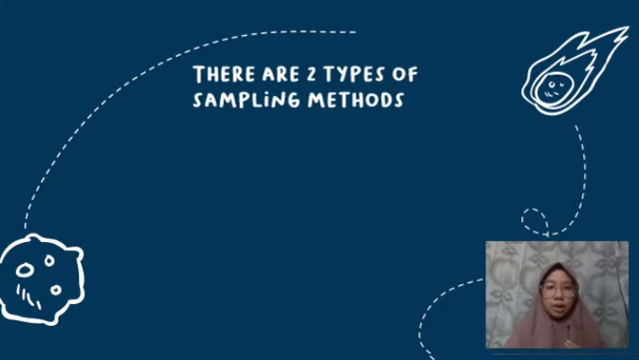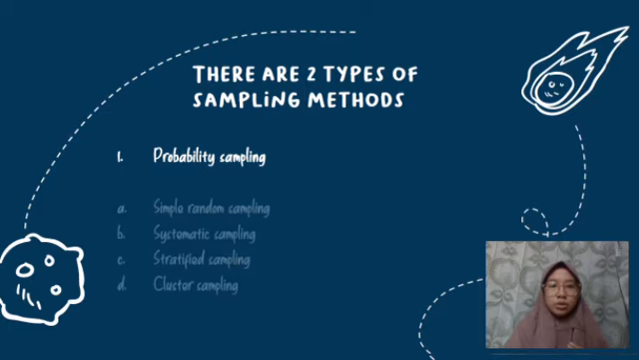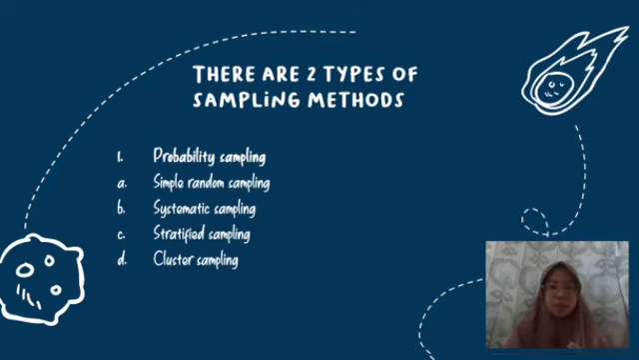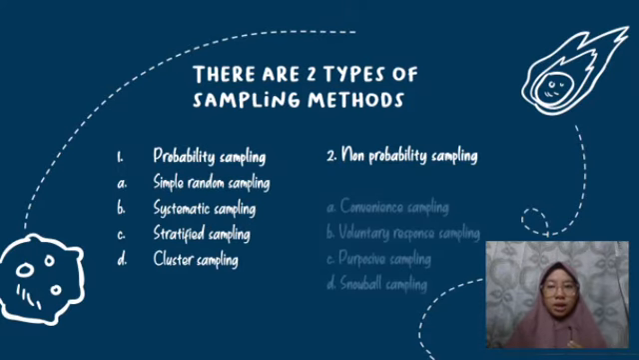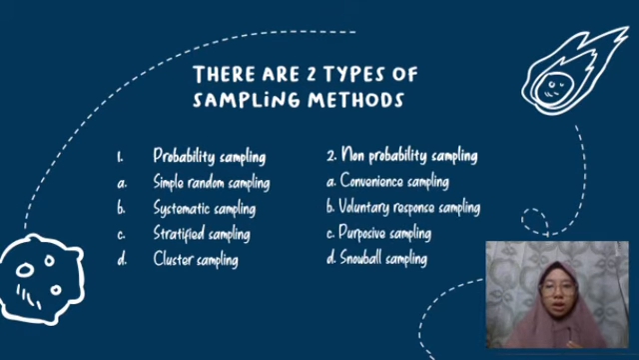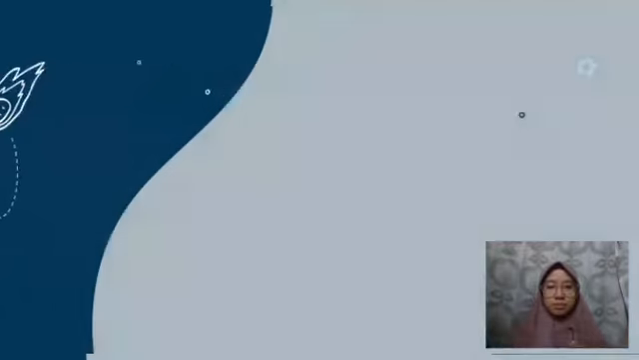There are two types of sampling methods. First is probability sampling. That includes simple random sampling, systematic sampling, stratified sampling, and cluster sampling. Second is non-probability sampling, which includes convenience sampling, voluntary response sampling, purposive sampling, and snowball sampling.